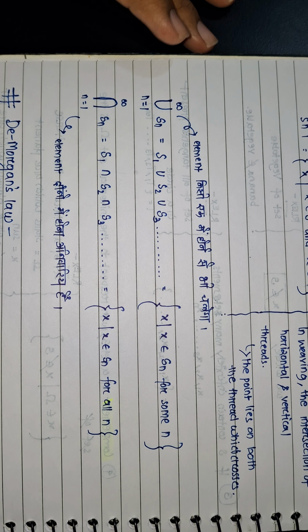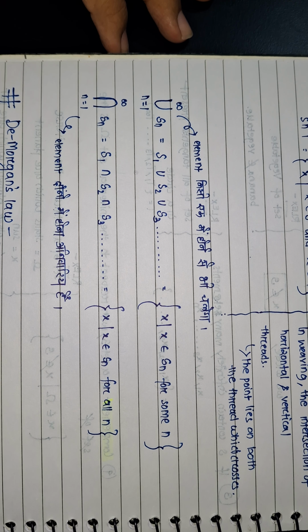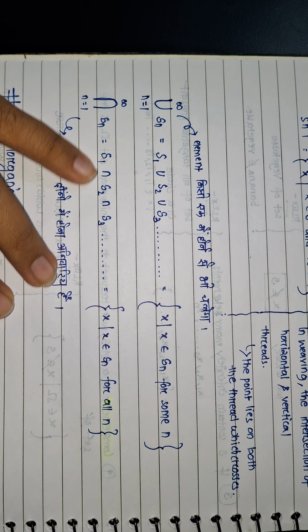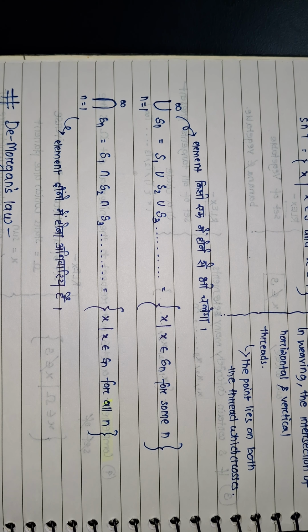Okay, let's move to the next one. When n equals 1, it goes up to infinity, so the union of Sn equals S1 union S2, taking all the elements. And the intersection, if we start from S1, will move up to S infinity, considering all the common elements of S1 to infinity.